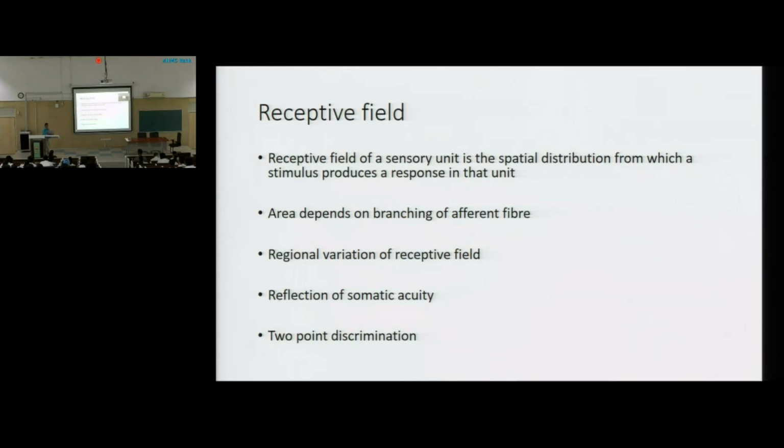For example, in the Merkel's disc, the receptive field was small. Smaller the receptive field, more will be the tactile acuity. More will be the somatic acuity. It is important for 2-point discrimination. We will see.